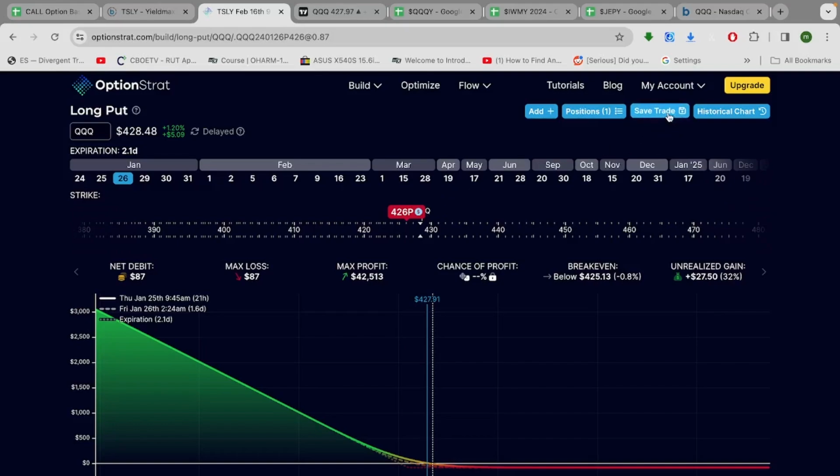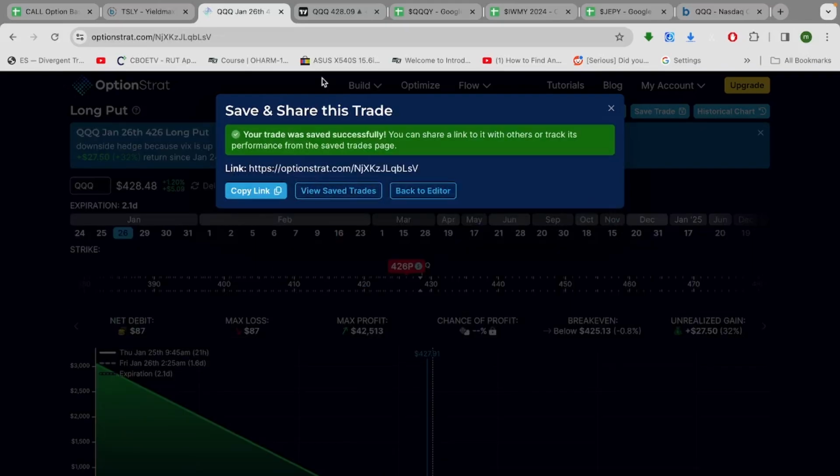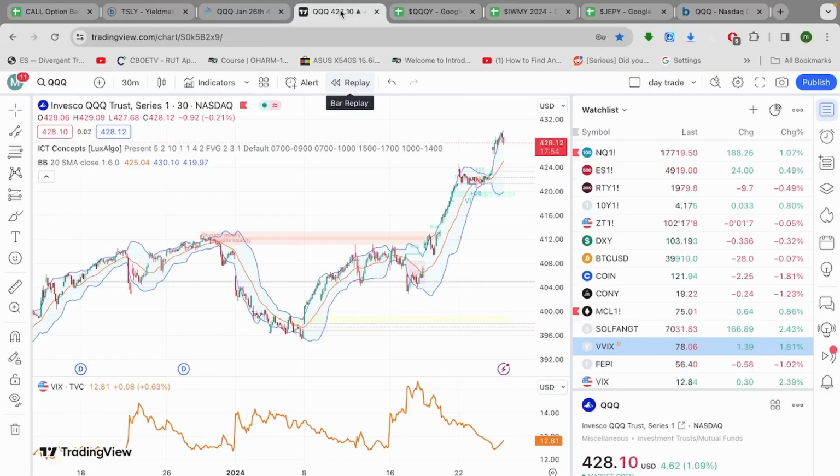We're going to actually save this trade. And we're just going to put it in here as a downside hedge because VIX is up and it is concerning us a little. I know I spelled that wrong. I don't even care. Save trade. All right. I know how to spell concerning. My finger just hit the wrong key.